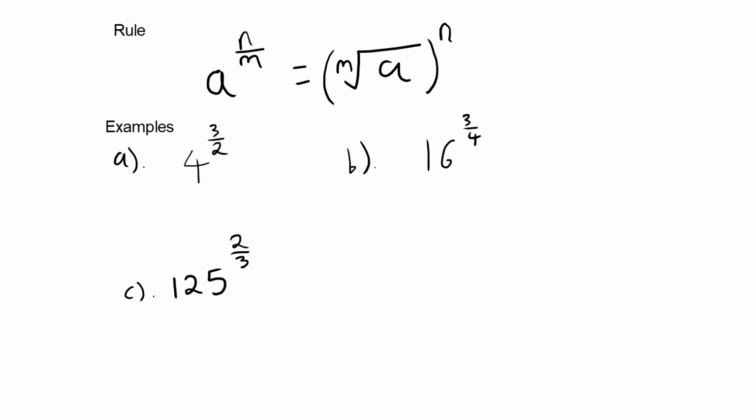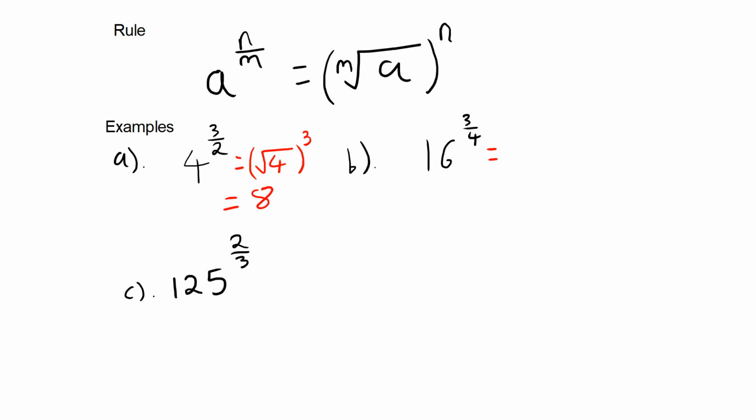This leads us to the rule that a to the power of n over m is equal to the mth root of a, to the power of n. Might seem a little bit unclear, so let's look at some examples. 4 to the power of 3 over 2 is going to be the second root of 4, which is the square root of 4, all to the power of 3. Okay, m is 2, n is 3. The square root of 4 is 2, and then 2 cubed is 8, so my answer would be 8.